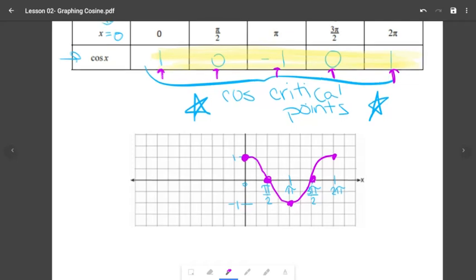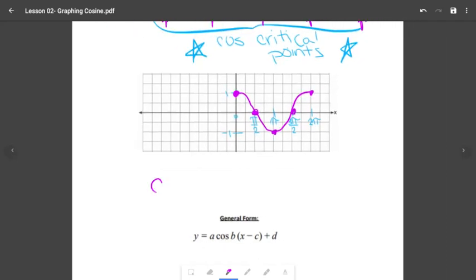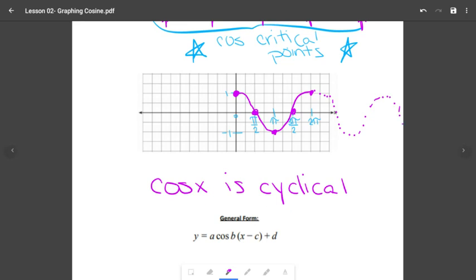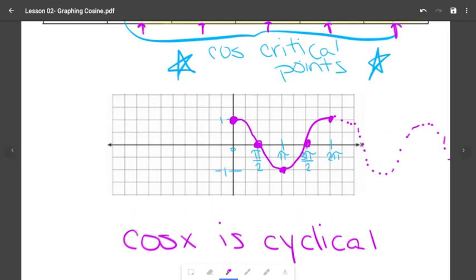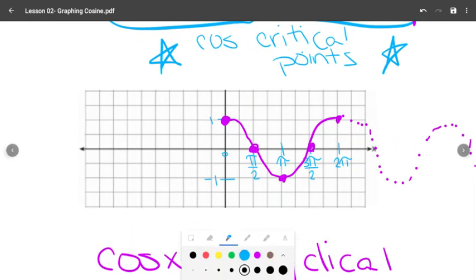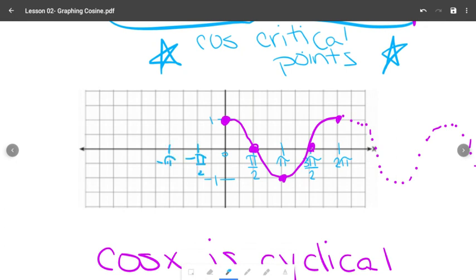Remember we said that sine was cyclical. Cosine is cyclical as well. So if I were to continue this graph, it would keep going again and again in the same shape. If you were to keep extending it, it looks like sine. They're just both curved and they keep waving on and on as you continue. If I wanted to continue this on the negative side, I could. We have negative pi over 2, negative pi, negative 3 pi over 2, negative 2 pi.